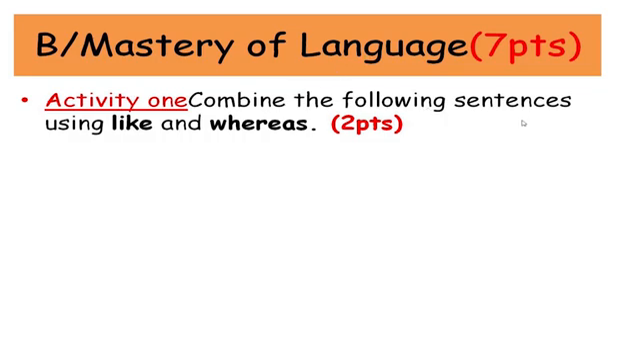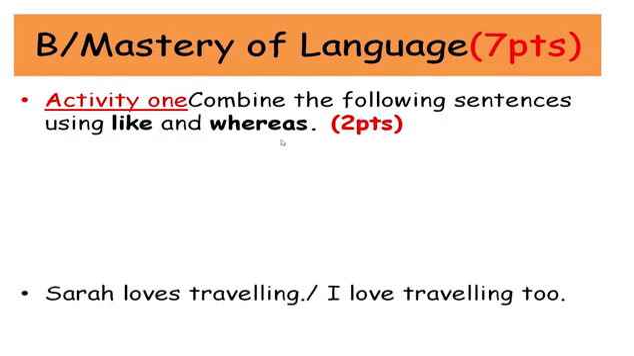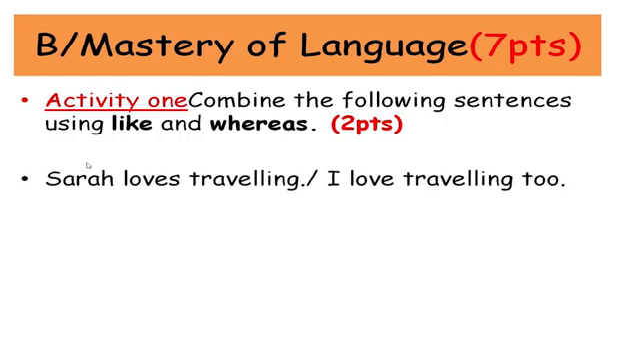combine the following sentences using like and whereas. So here, what do we mean by combine? Yes, combine means match. So here we have Sarah loves traveling. This is the first sentence. Second sentence, I love traveling too. So we have two sentences, and you are asked to join them, to link them, to make one single sentence. Okay?